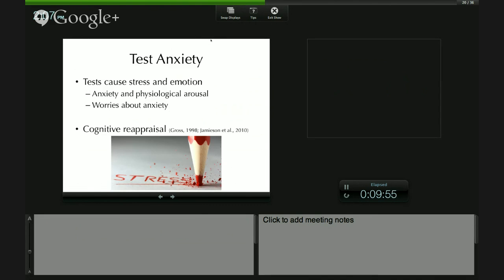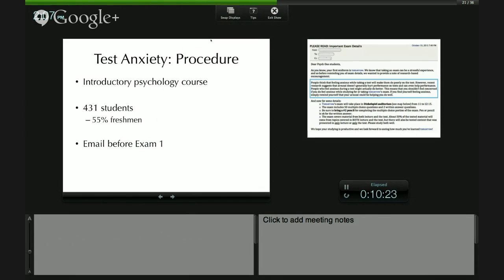The second intervention, we wanted to help students think more productively about exams. And what we know is that tests can cause stress and emotion, and it can cause both physiological arousal, but also worries about anxiety. And past research has shown that actually the physiological arousal isn't the part that causes negative performance, it's the worries about anxiety. And so we thought that cognitive reappraisal, helping students rethink about the emotions that they were having, could be a very powerful strategy.